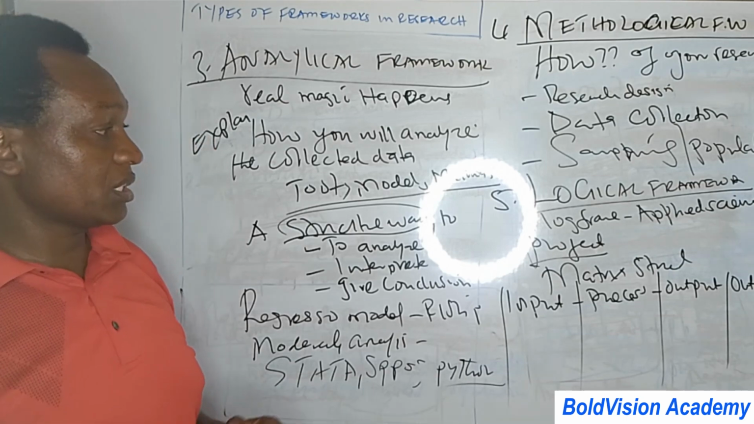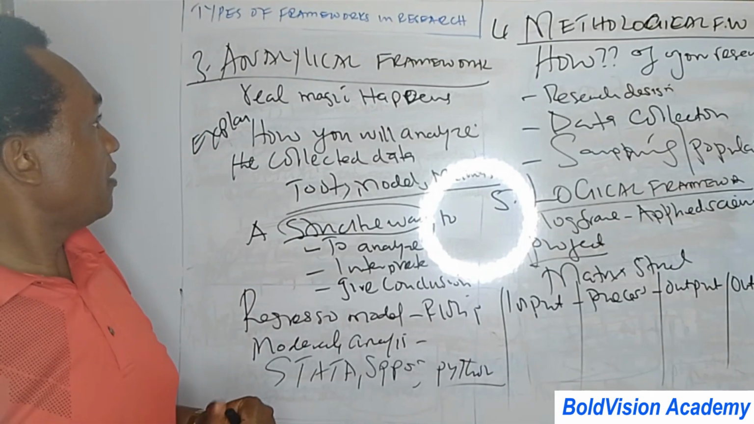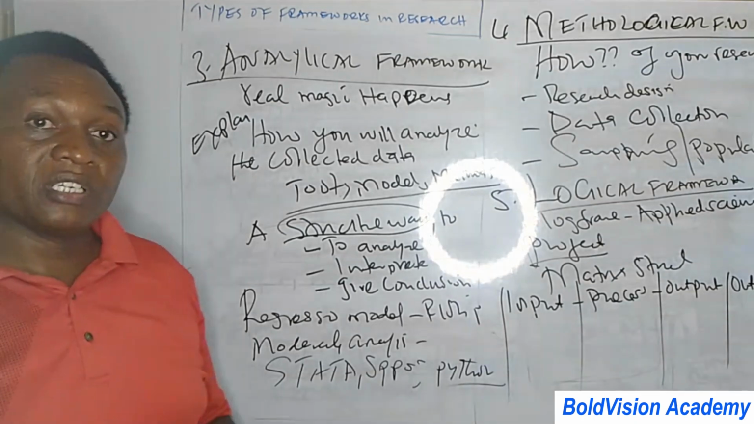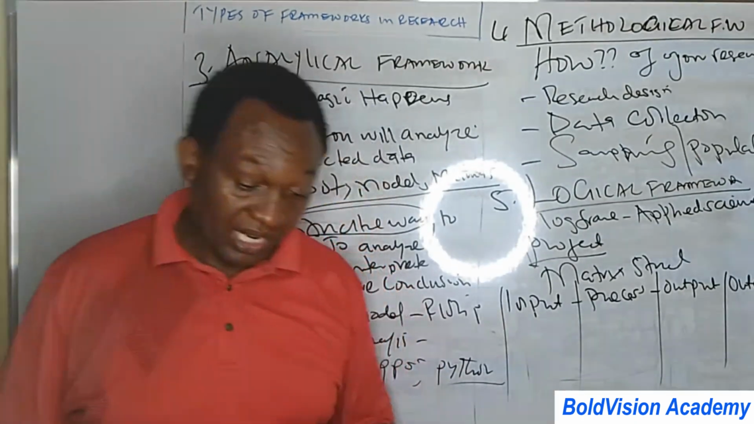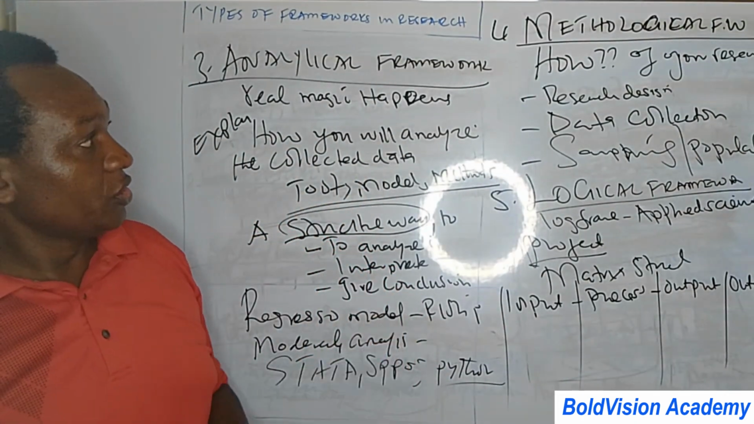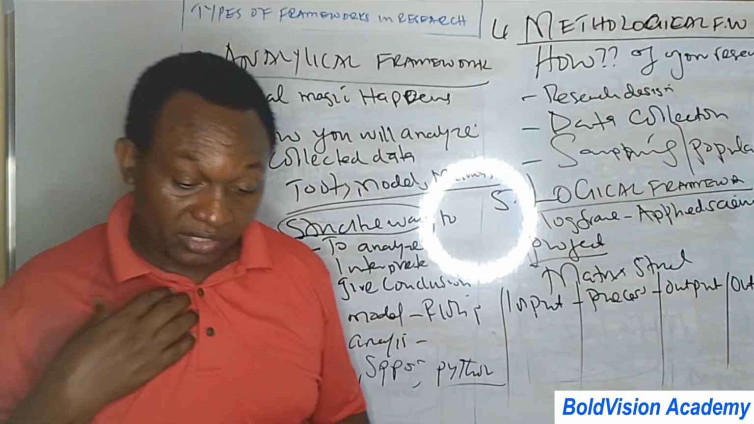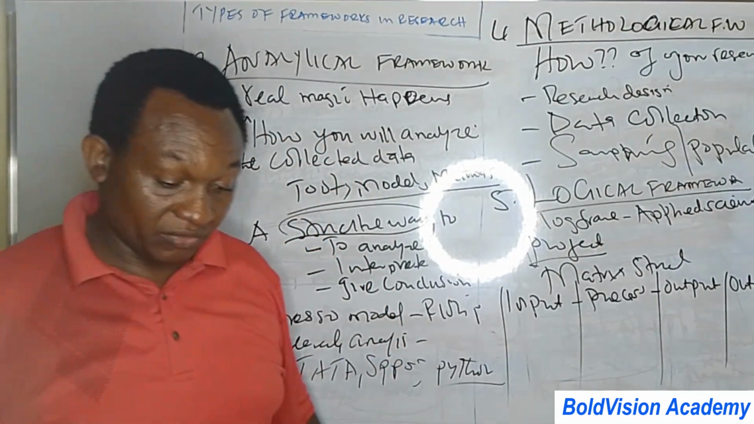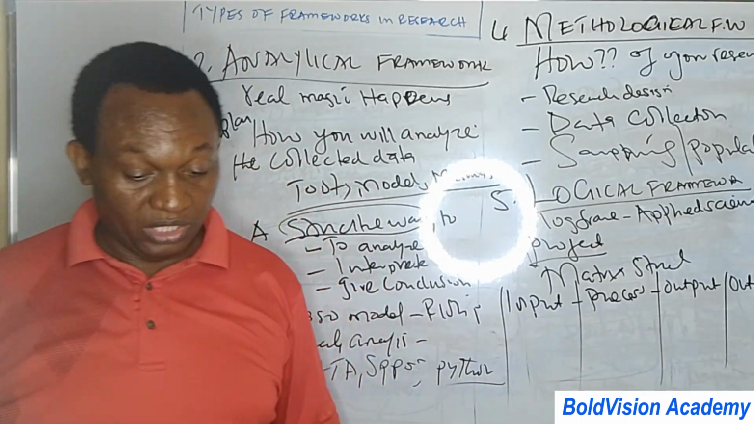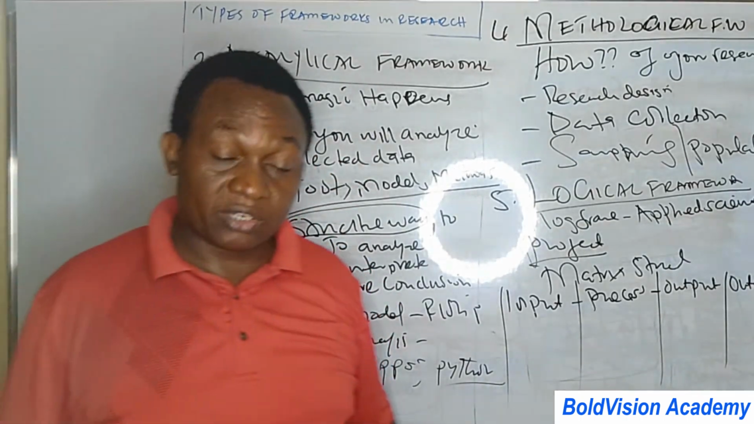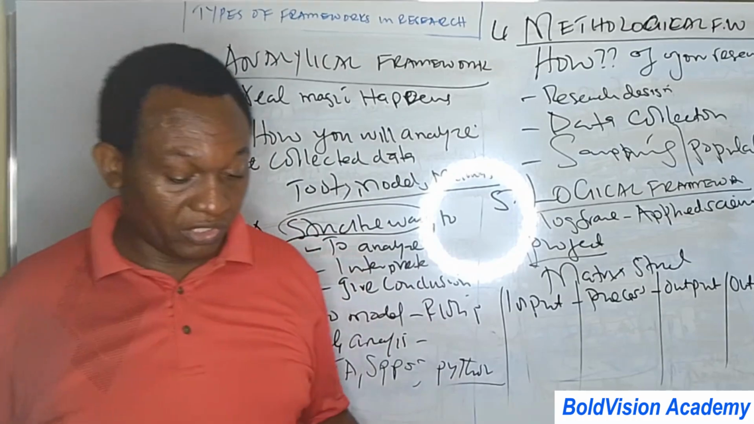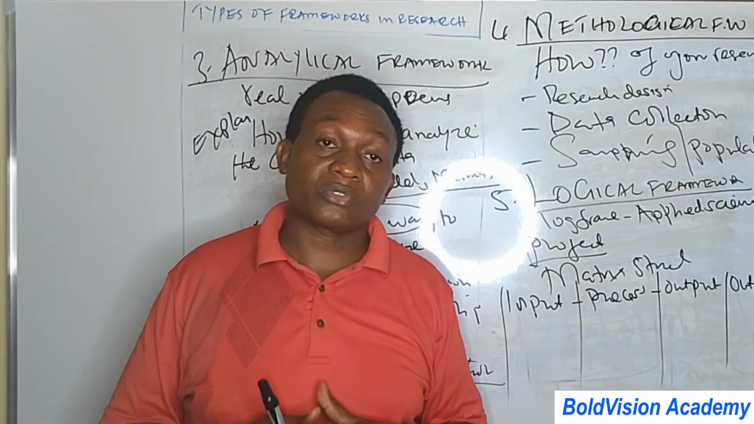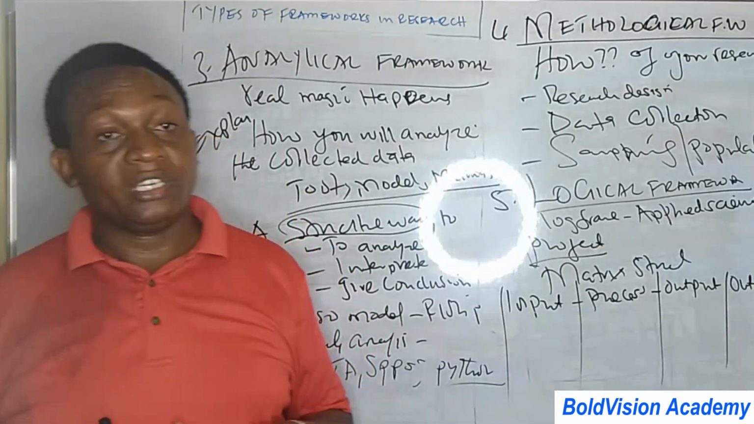So that is a short discussion on very important frameworks in our research that we need to understand. And now, at least you know the 5 essential research frameworks that we have, starting from the theoretical, conceptual, analytical, methodological, and also the logical. So each of these frameworks plays a crucial role in trying to structure our research and how we do our research.